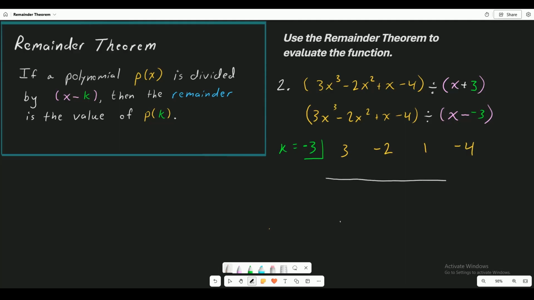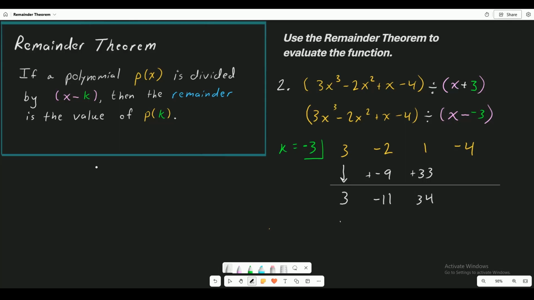And let's get our bar going. Let me actually move it down a bit to give myself some more room. That should be enough. Let's bring down our first term, 3. So negative 3 times 3 is negative 9, add negative 11. Negative 3 times negative 11 is 33, add 34.